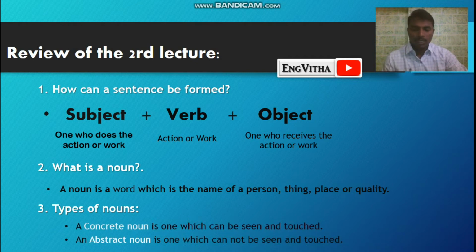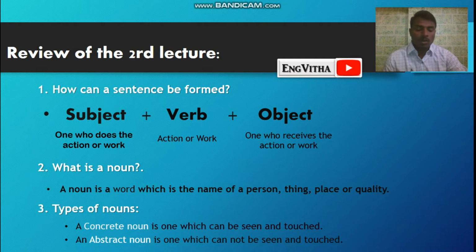For concrete nouns, we gave a definition that if any object can be seen and touched, it can be considered a concrete noun. For example, pen, pencil, book, phone. These are concrete nouns. We can touch them and see them. And while explaining the abstract noun, I said that an abstract noun is one which cannot be seen and touched. For example, wind, power, God. These are abstract nouns. We can't touch them and can't even see them. So these are the three elements we learned in the second lecture.